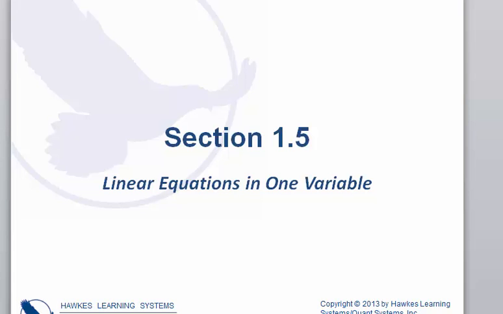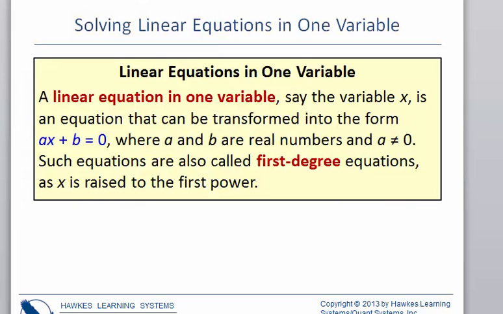We'll now look at section 1.5 and discuss linear equations in one variable. Let's begin with the definition. A linear equation in one variable, say the variable x, is an equation that can be transformed into the form ax plus b is equal to 0, where a and b are real numbers and a is not equal to 0. Such equations are also called first-degree equations, as x is raised to the first power.